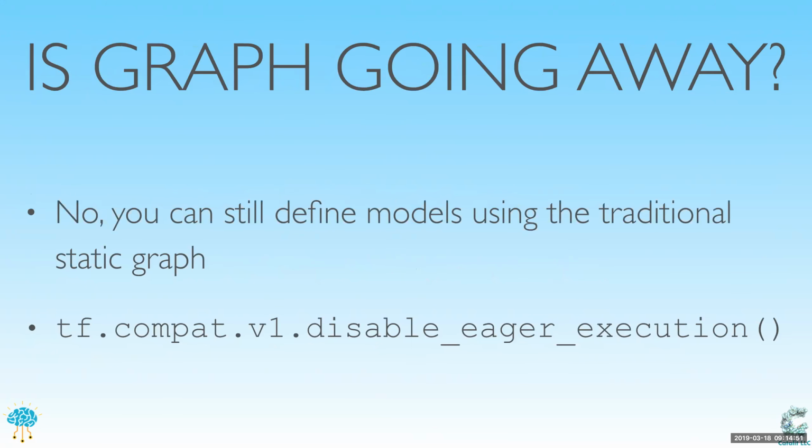The graph does not go away. It's still available through a compatibility module, which is accessible in tensorflow.compat.v1. And in particular, if you want to disable the eager execution, you have to call the disable eager execution function. So let's take a look at what this means in practice.